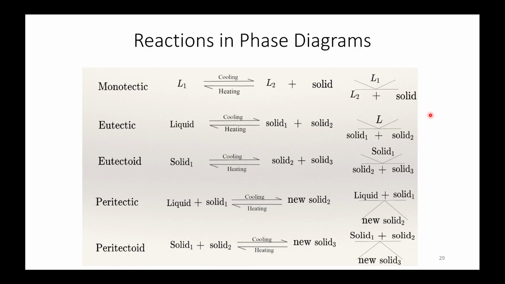Now these are some other reactions. So we studied about eutectic, eutectoid and peritectoid. Now in case of discussing the steel phase diagram, we'll also be studying about the peritectic reaction where your liquid plus solid will convert into a new solid. And in case of the monotectic reaction, one liquid converts into another liquid plus solid. Now these two liquids will have different compositions.